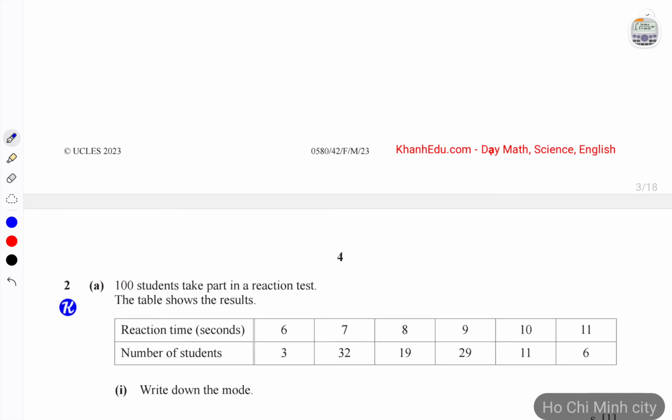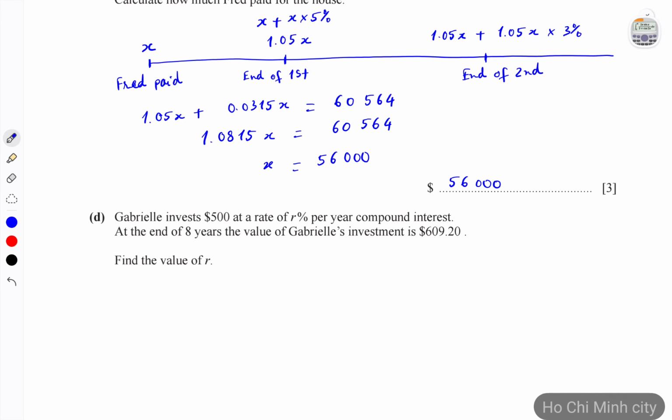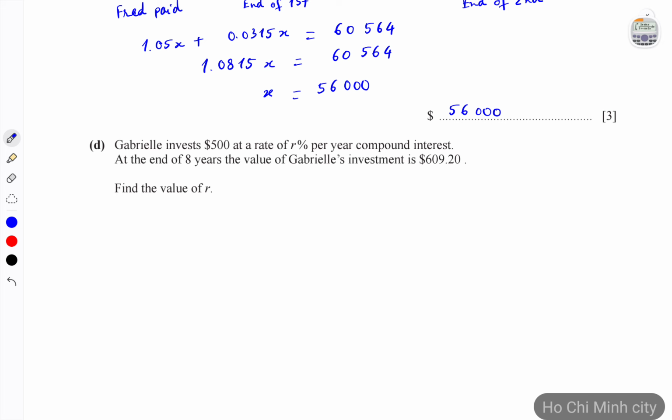The next one, also the last part of the first question. Gabrielle invests $500 at the rate of R% per year compound interest. At the end of 8 years, the value of Gabrielle's investment is $609.20. Find the value of R.